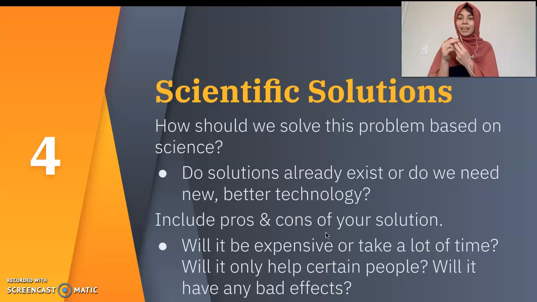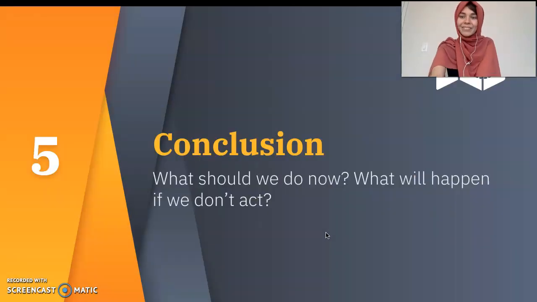So maybe you say the effects are not as bad as letting the locusts come. Maybe we need to use chemicals. The pros and cons, it's close, but the pros outweigh the cons. Remember, pros are good things, cons are bad, okay? And finally, at the end, like any good paper, we have our conclusion. So what should we do now? What will happen if we actually don't act and we just let this happen?